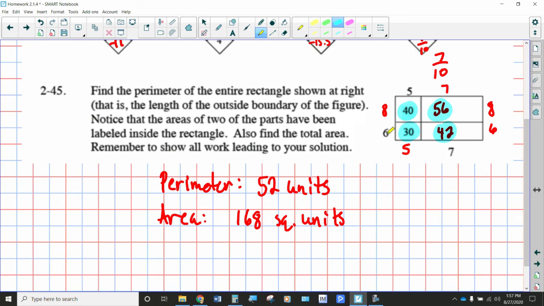That's not right. This is 14, and that's 12, right? Because those combined are being added together, these sides and those sides. So 14 times 12 is 168. And then 12 plus 12 is 24. 14 plus 14 is 28. 24 and 28 equals 52.